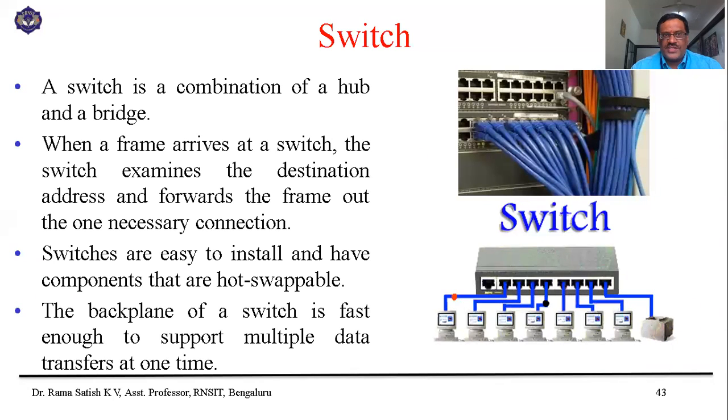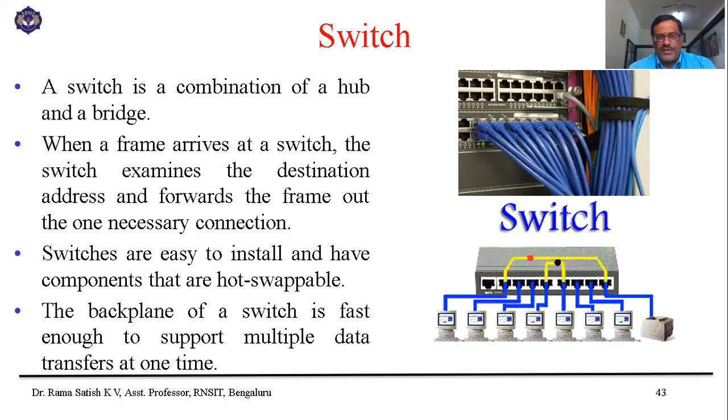Next is the switch. A switch is a combination of hub and bridge. And remember, here multiple simultaneous parallel transmissions happen between the connected devices. When a packet arrives at a switch, the switch examines where the destination is, makes the necessary calculations, and sends it. Switches are easy to install and have components that are swappable. You can swap the switches, and normally you can create a backbone network.